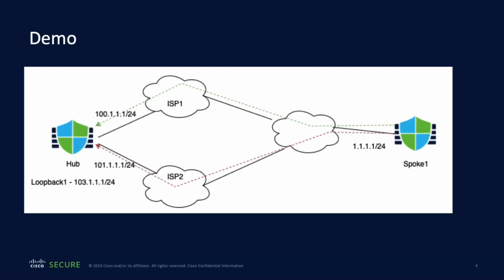ISP1 is the preferred ISP, so the tunnel from the spoke is initially through ISP1. If ISP1 goes down, the traffic for the VPN tunnel will start using ISP2. The downtime will be minimal and will depend on how quickly the routing protocol in use converges and switches the route to ISP2. Now let's jump to the FMC and see how we can configure and use the loopback interface.